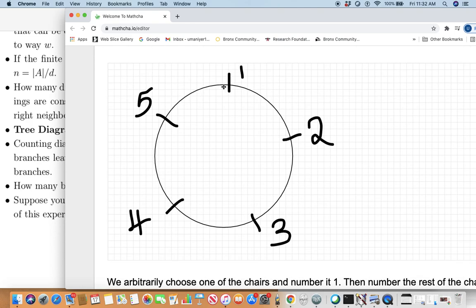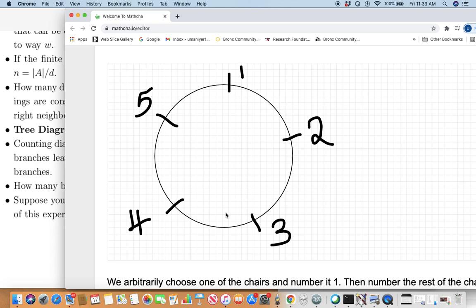Now for the first location, there are 5 people, so 5 choices are available. Once a person is seated here, there are 4 people available for chair 2, 3 for chair 3, 2 for chair 4, and 1 for chair 5. So that's 1 seating.